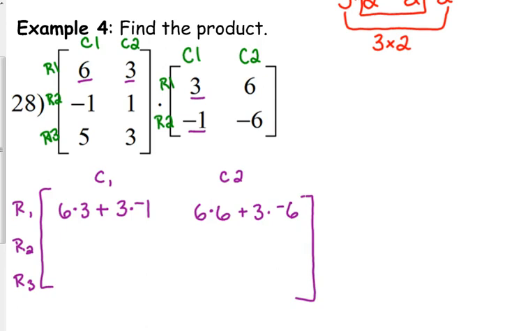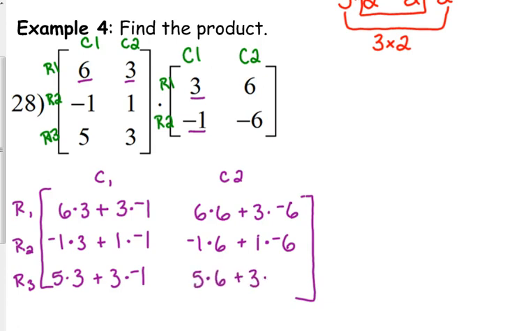Okay, so now let's move on to row two. We need row two, column one. So I take my numbers from row two of the first one and multiply by column one of the second one. So negative one times three plus one times negative one. First entry from each one plus second entry from each one. Row two, column two, negative one times six plus 1 times negative 6. Yep, you gotta be careful with these details. Okay? Row 3, column 1. Row 3 from the first one, column 1 from the second one, 5 times 3 plus 3 times negative 1. Finally, row 3, column 2, so 5 times 6 plus 3 times negative 6.